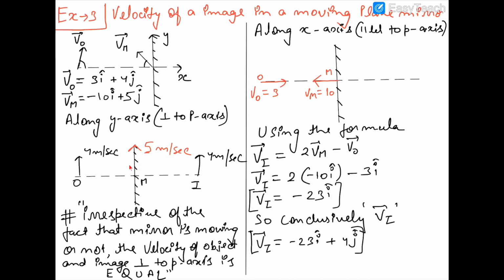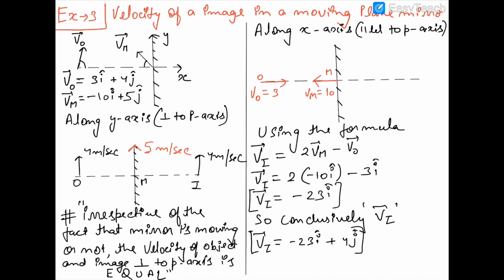And we know a simple concept that in a plane mirror, the distance of the object from the mirror is equal to the distance of its image from the mirror. This distance is equal to this. So these two distances are equal.